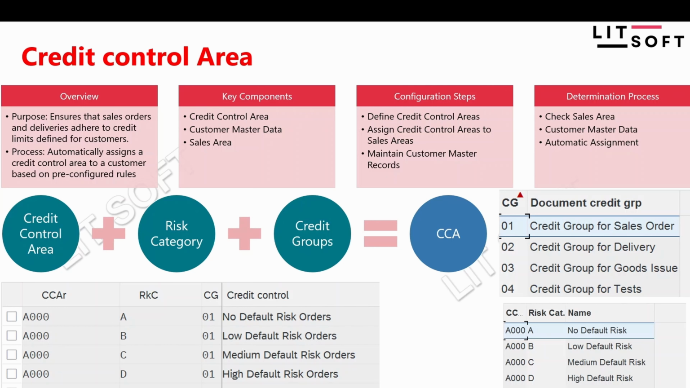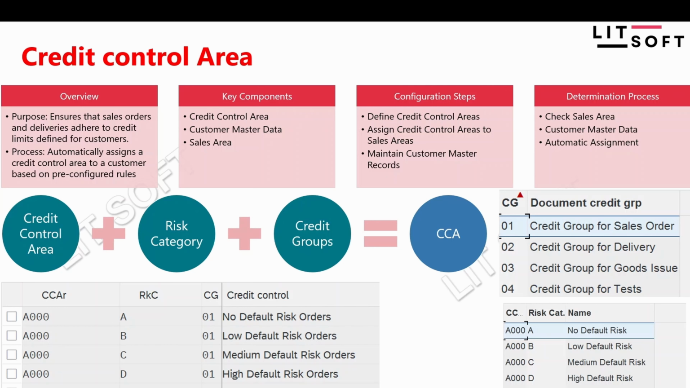FI and SD, meaning at the client's finance level and sales department, together they will figure out how they want to go for it. Here is a screenshot for the determination: credit control area standard best practice A000, and risk category, where ABC kind of customers are there. Here you can see the credit group, where it is order level, delivery level, or billing level.